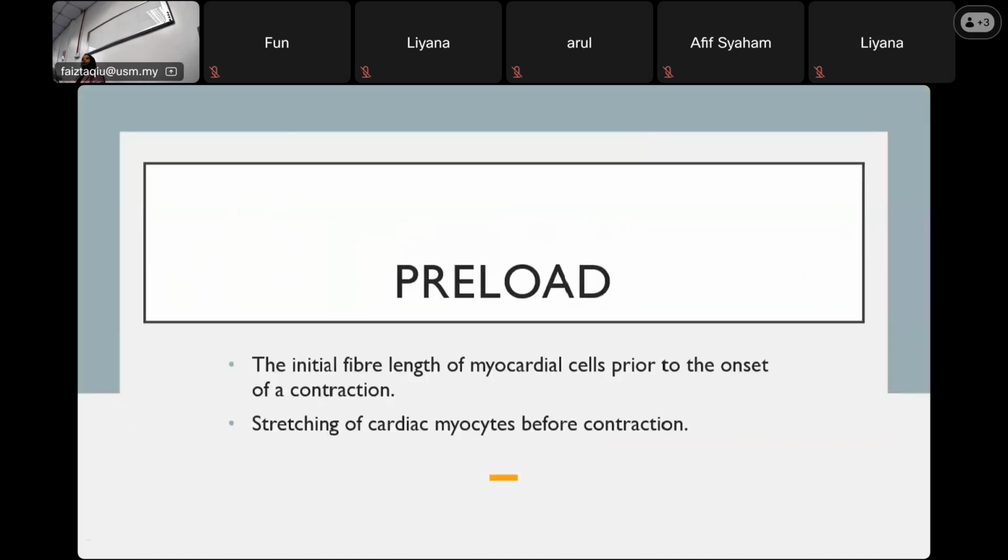So the preload, the definition of the preload is the initial fiber length of the myocardial cells prior to the onset of contraction, or the stretching of the cardiac myocytes before the contraction. So preload apa definition dia? Ada definition lain ke? Volume, isn't it? Kan ada yang volume of blood, apa benda? Isn't it, Sham?